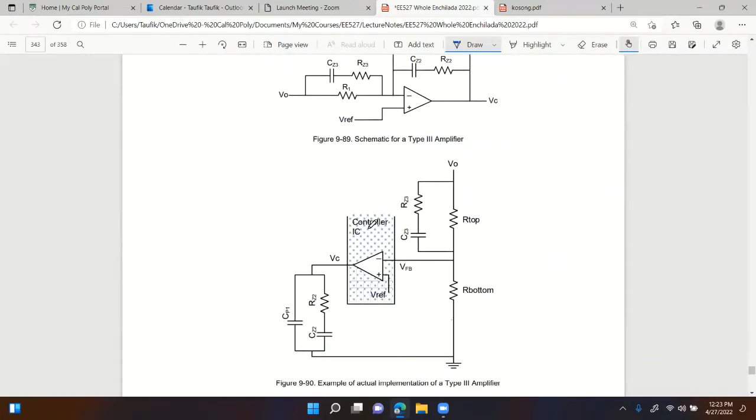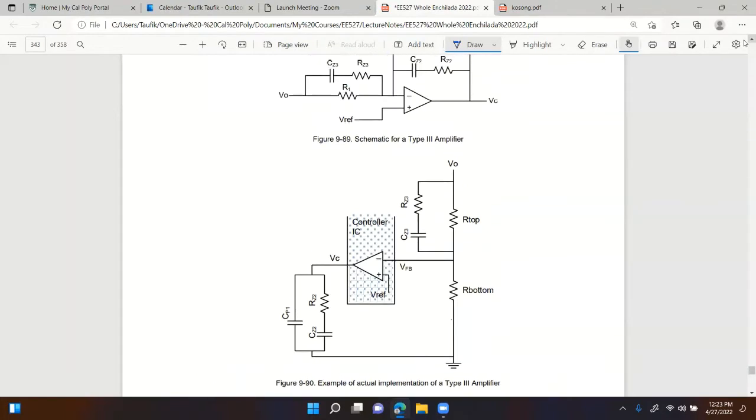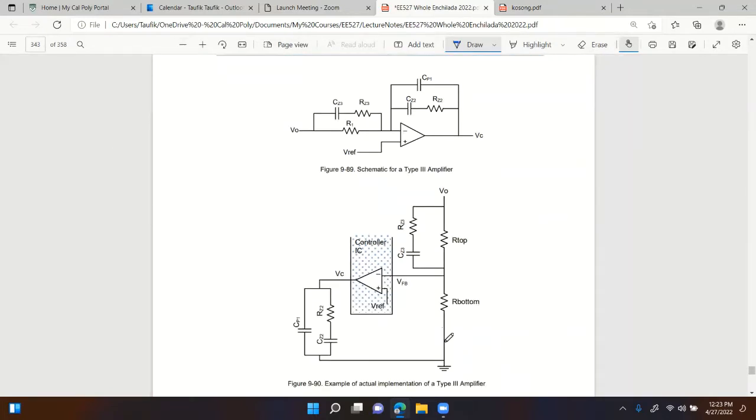Now, when you implement this, it will look something like this. So here's the controller IC right there. Has the VC pin, has the FB pin. And so you just need those 2 pins basically to implement this compensator, just like type 2, same way. Except now you add a parallel branch in parallel with R1. Now go ahead and compare the 2 pictures. I'm going to make it smaller.